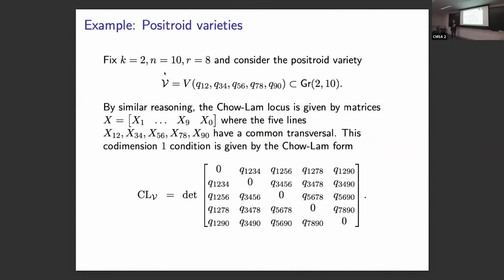Just to flash another example on screen, it's another positroid variety, where the first 2 columns are dependent and so on and so forth with the pairs. And you end up reducing it to the Schubert condition that these 5 lines have a common transversal. And when you write down the Chow-Lam form, you also end up getting a determinantal expression. So this is a positroid cell such that the map down to the amplituhedron is degree 5 algebraically.